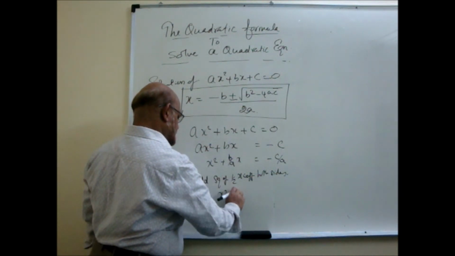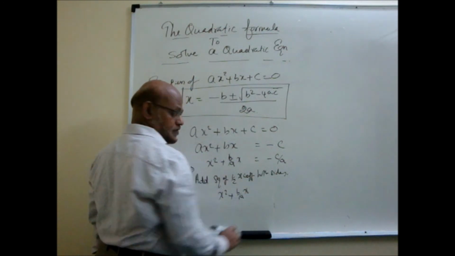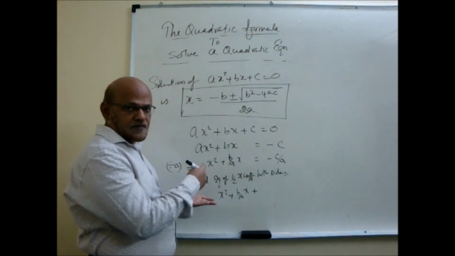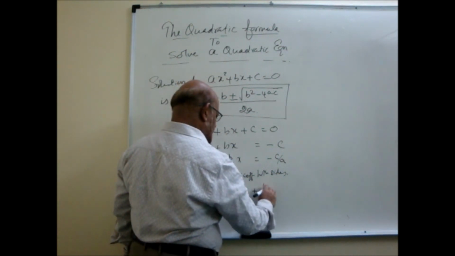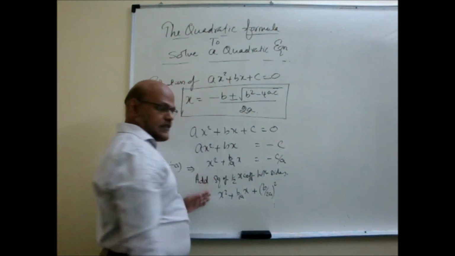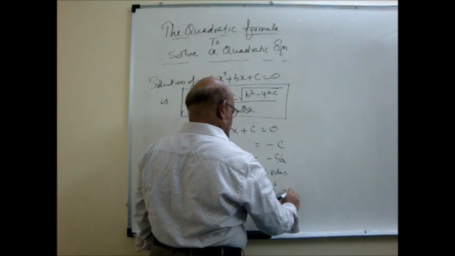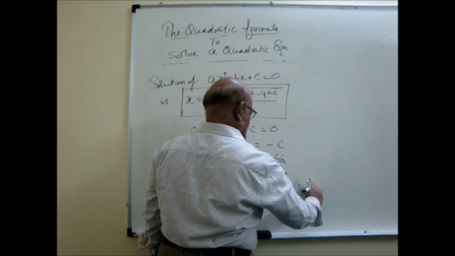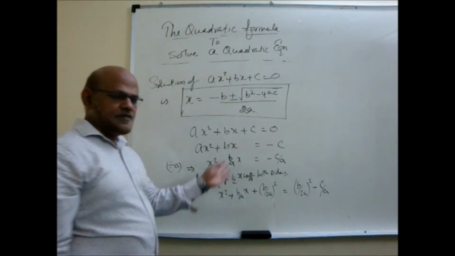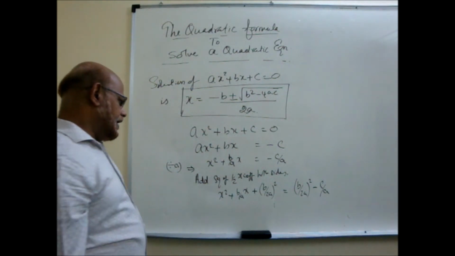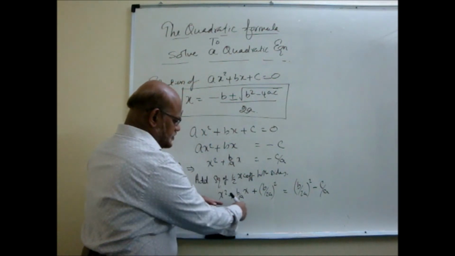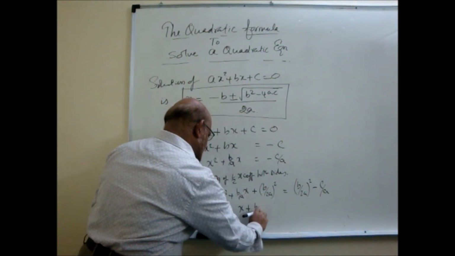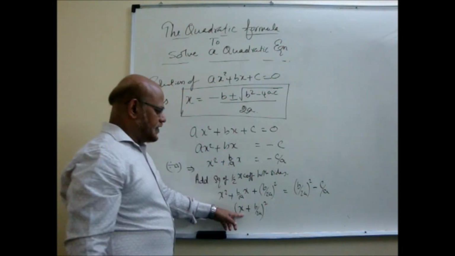So x square plus b by a x plus half of b by a, which is b by 2a, squared, is added on either side. On the other side it becomes b by 2a whole square minus c by a. Now it is nothing but completing the square. Factorizing it, it is actually x plus b by 2a the whole square. If you expand, you get this.